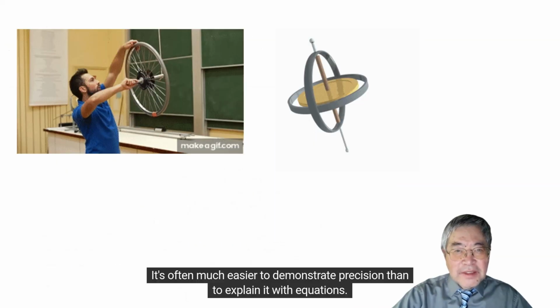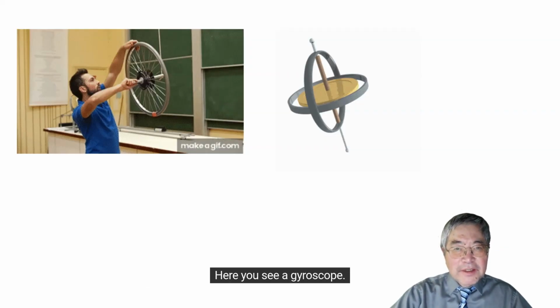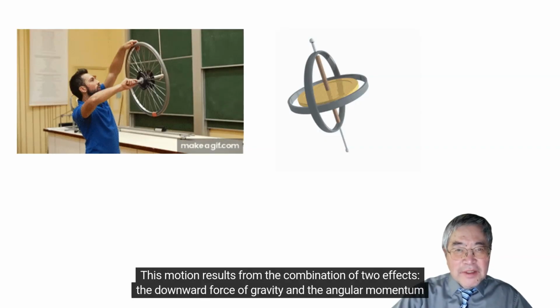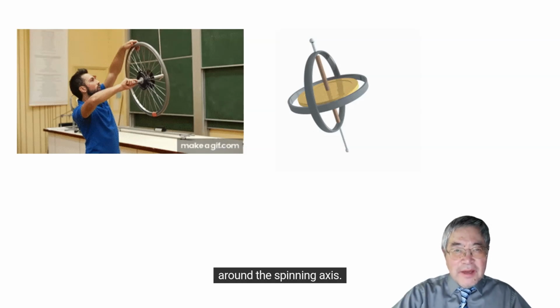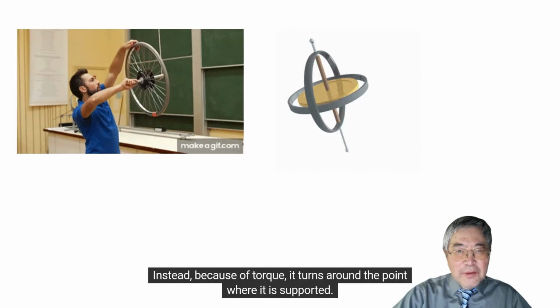It's often much easier to demonstrate precession than to explain it with equations. Here you see a gyroscope. Its circular motion around the stand is precession. This motion results from the combination of two effects, the downward force of gravity and the angular momentum around the spinning axis. Notice how the wheel does not simply fall. Instead, because of torque, it turns around the point where it is supported.